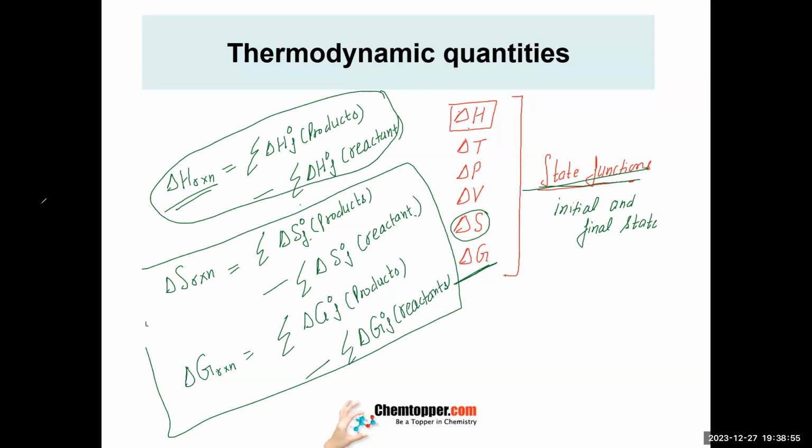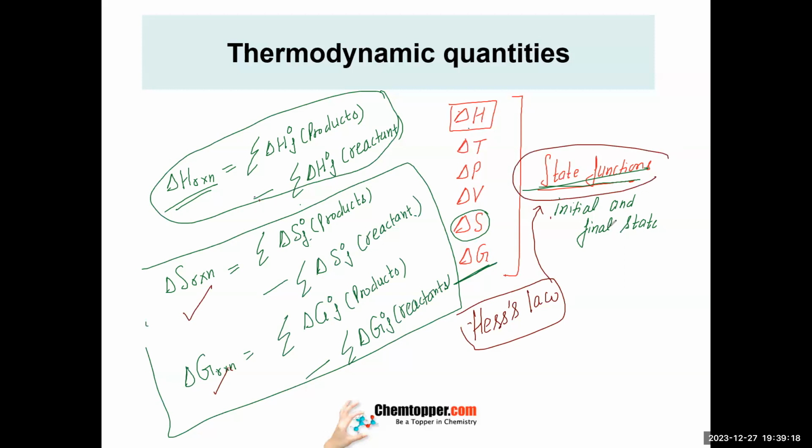And Hess's law. If you remember the Hess's law for delta H, Hess's law is also based on state function. So you will use Hess's law on these also because they are also state functions. State functions depend only on initial and final states. They don't depend on the path. Okay, so these are the thermodynamic quantities.